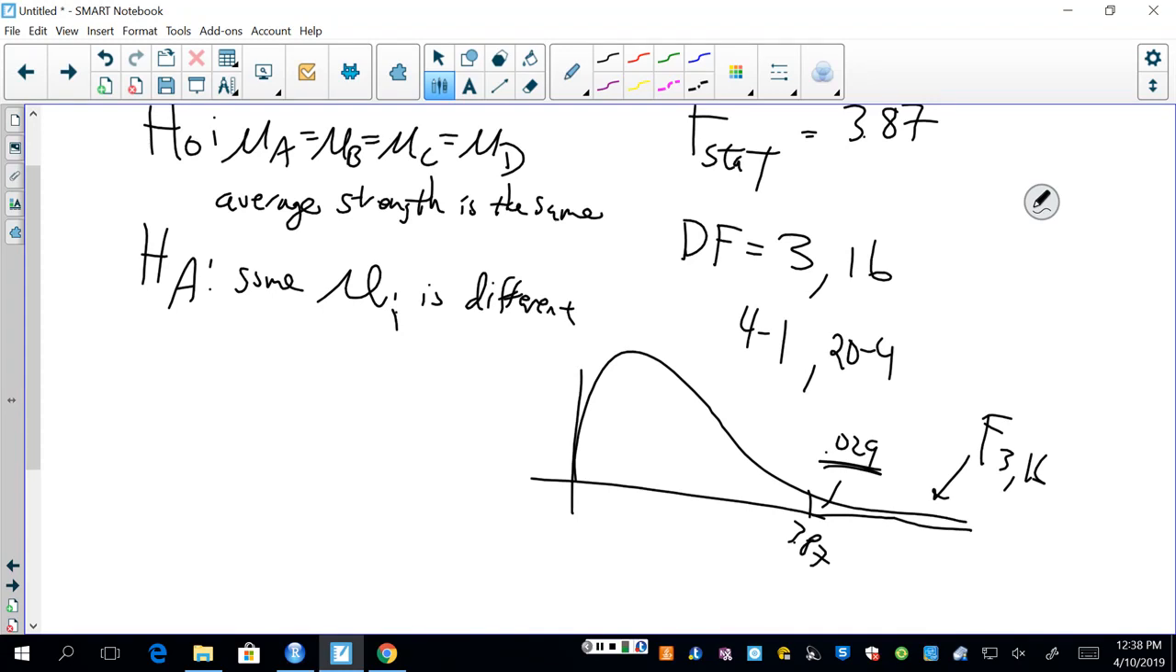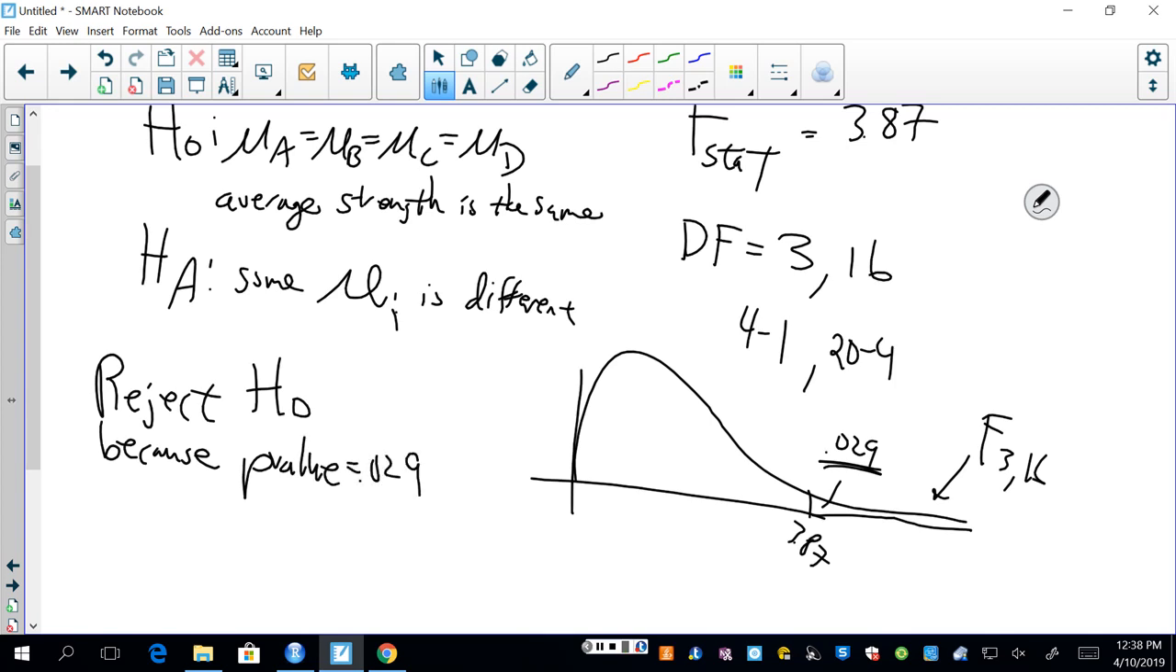And if that's small, then we reject the null hypothesis, because the p-value, that tail area 0.029, is less than our usual 0.05 cutoff value. And so it looks like there is some statistically significant difference among the means. We saw that there was some difference between the means.